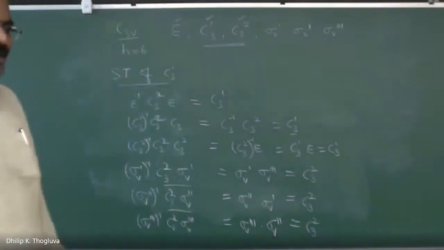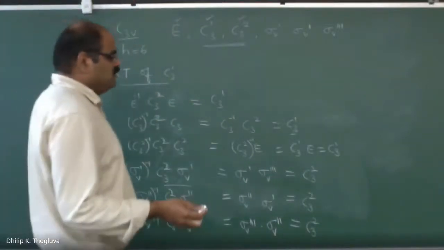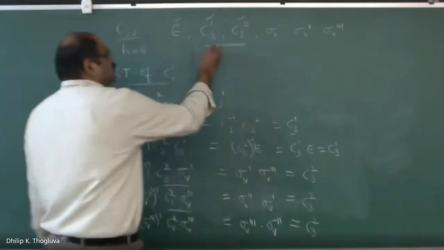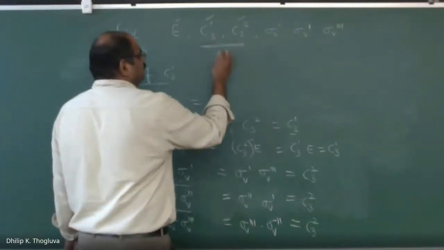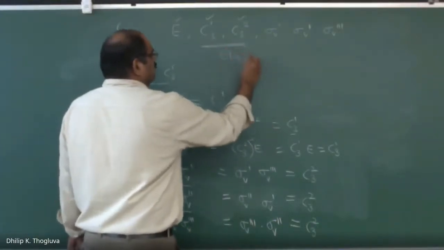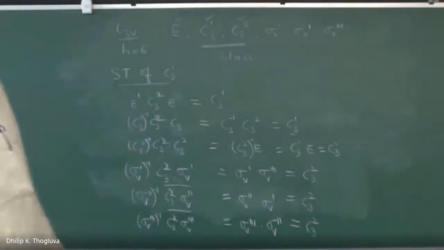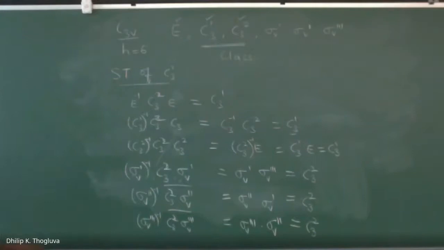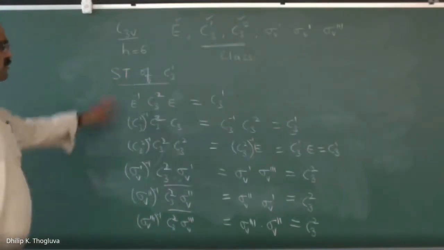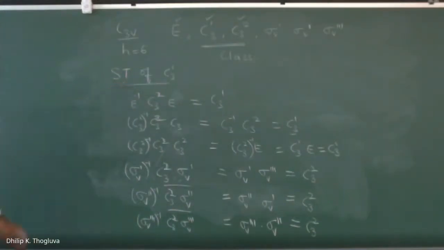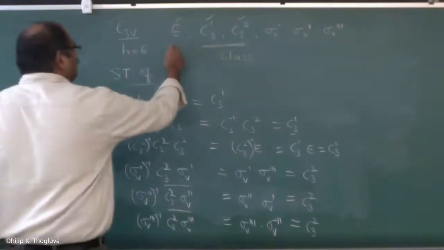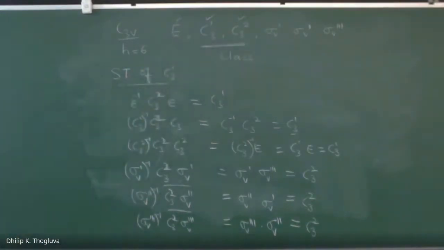Okay, not sigma or not E. Yeah, so these two will form a class because it results always in either C3 or C3 2. So these two will result in a class. Okay, so E has its own class by itself, and then C3 and C3 2 has one class.